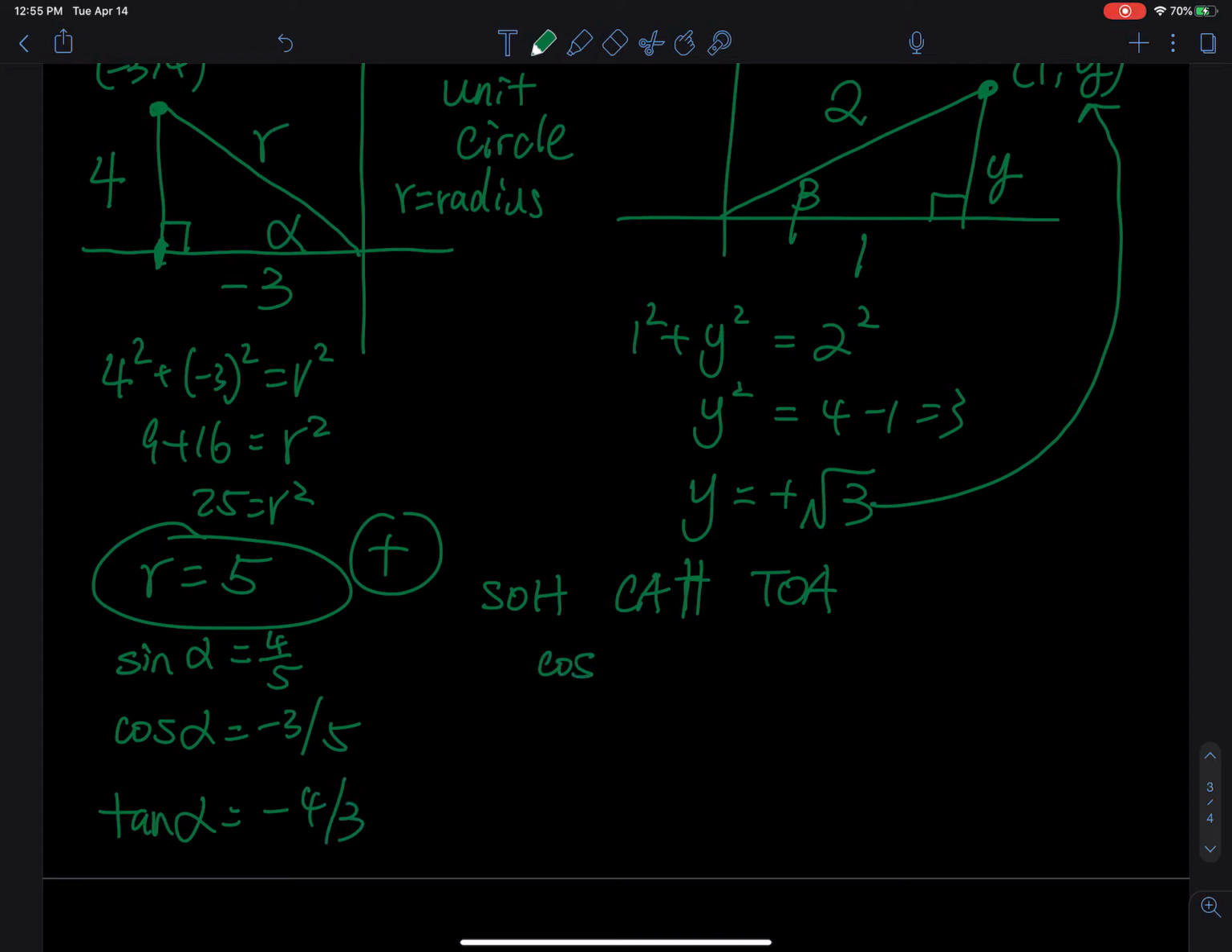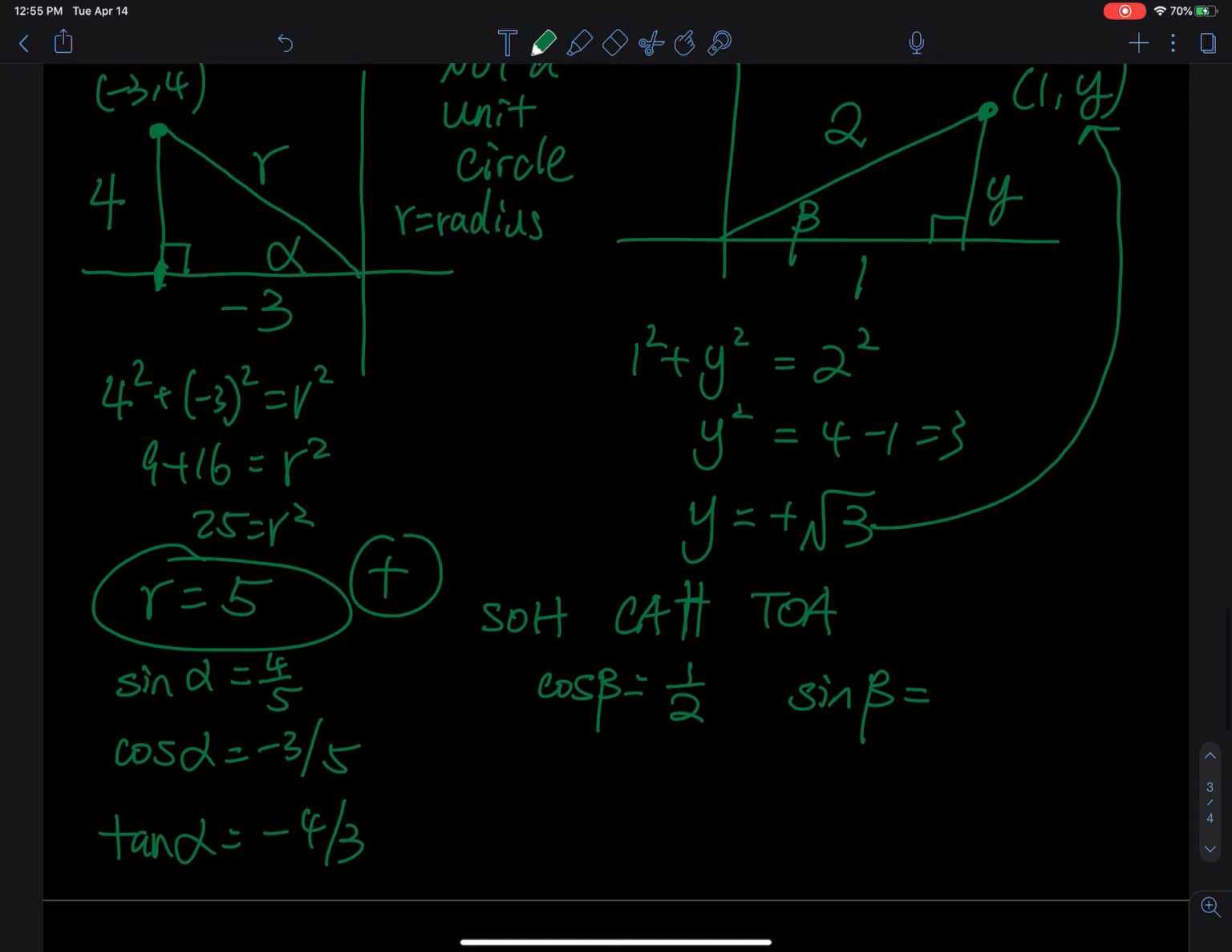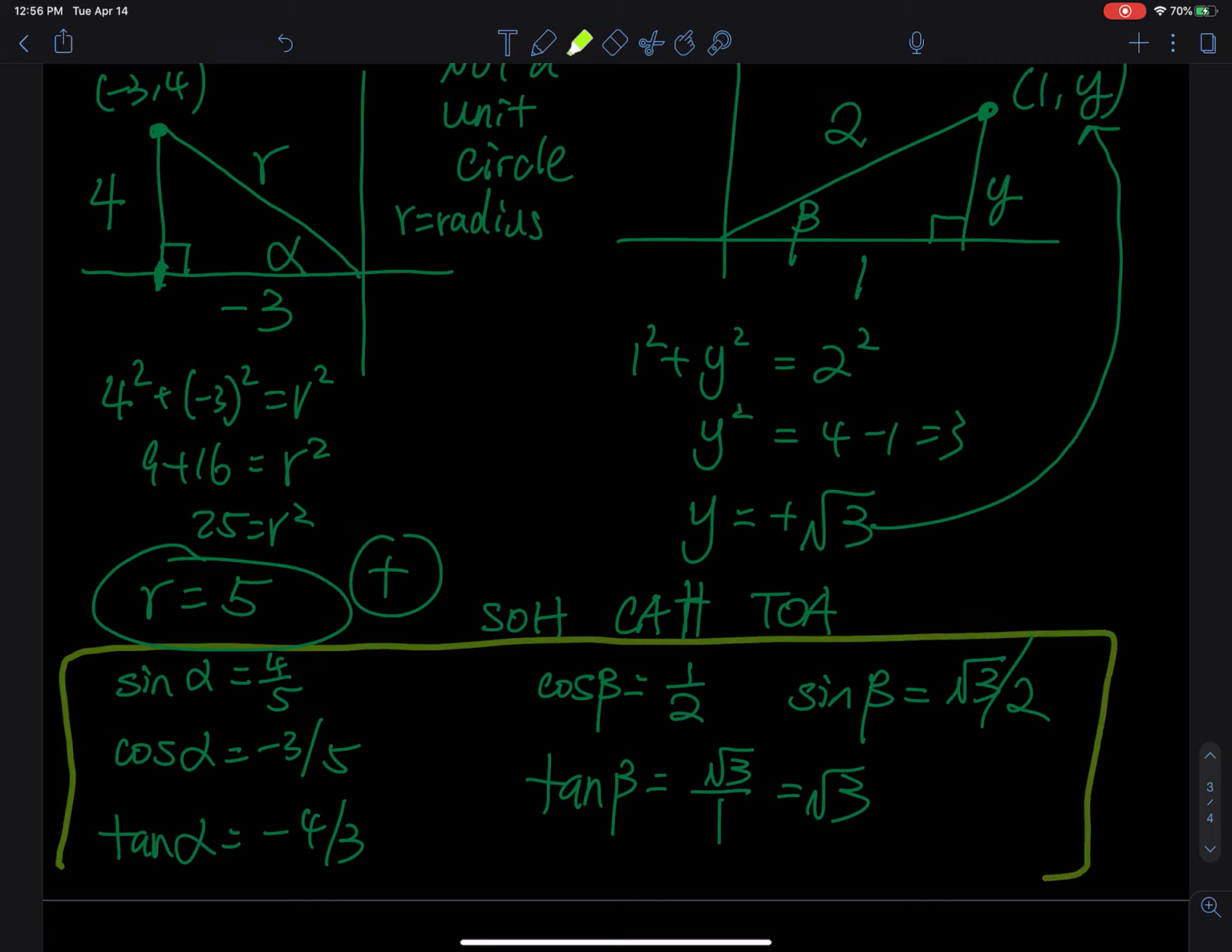And then cosine of beta equals 1/2, that is given, and then sine of beta, SOH, so opposite is √3 and hypotenuse is 2, so that is √3 divided by 2. And then tangent beta, TOA, opposite divided by adjacent, so that is √3 divided by 1, or you can take the sine divided by cosine, you get √3. So these are the ingredients that we need to do parts A to D.